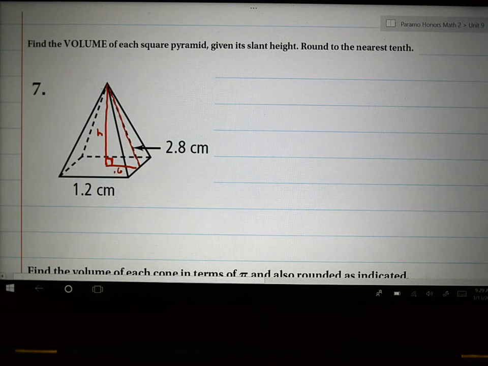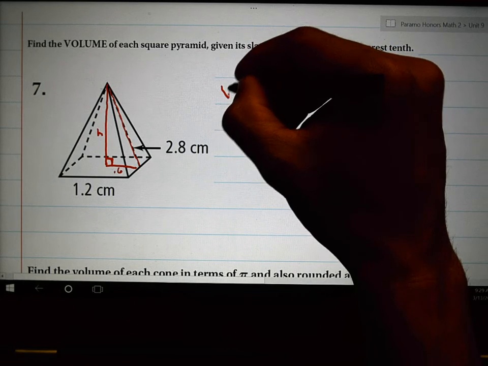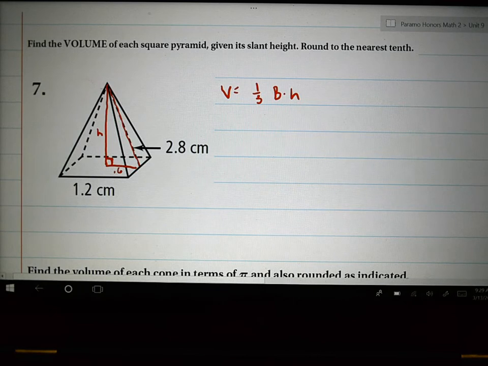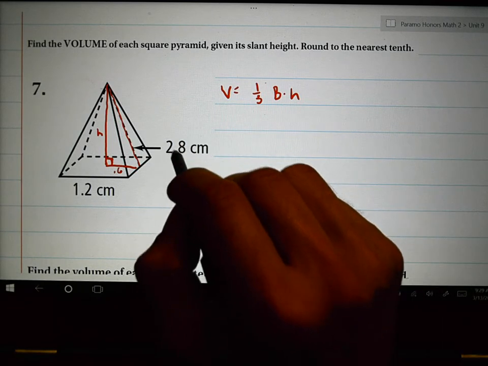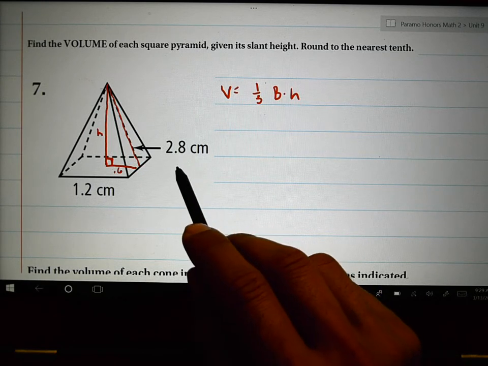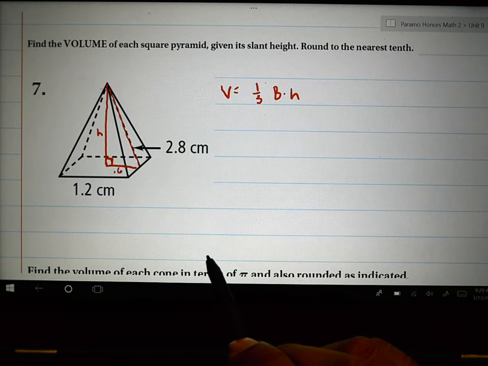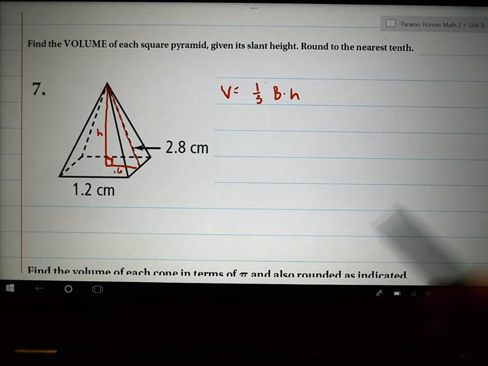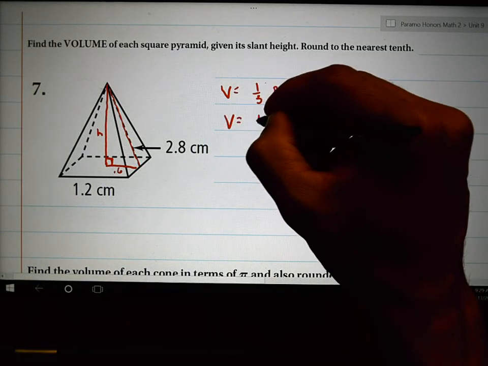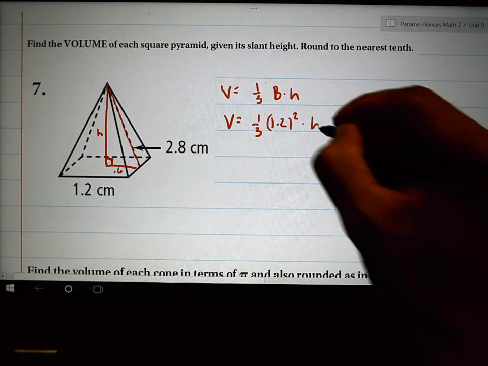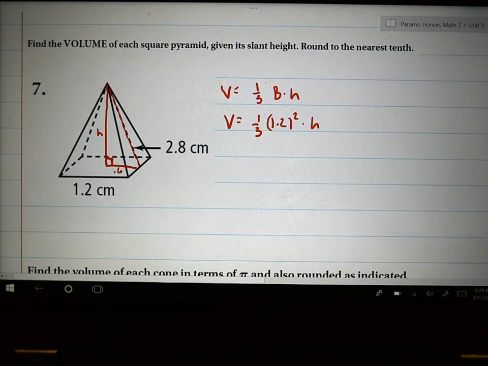But number 7 gets harder. The reason why number 7 gets harder is because I gave you the formula for a volume of a pyramid, and it was 1/3 big B times h, where h is the perpendicular height. Did they give you the perpendicular height on this one? No. 2.8 is the slant height. You will need to calculate what the actual height is. So right now, here's what we know. I know what the area of the base is, 1.2 squared. But I don't know what h is. I'm only given the slant height.